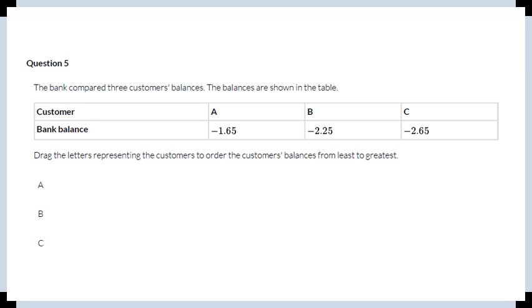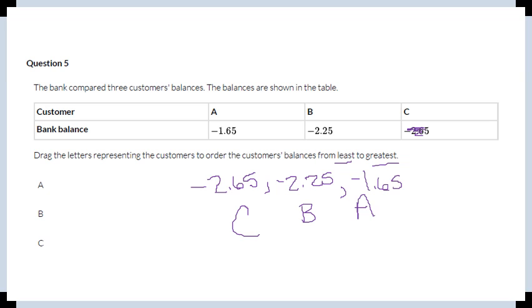Okay, the bank compared 3 customers' balances. Their balances are shown below. Okay, we need to know in what order from least to greatest. So I'm looking, they're all negative. So I'm looking for the biggest negative number, which is 2.65. So that one's going to be the least. That's C. Then B is negative 2 25/100. That's B. And then A is negative 1.65.